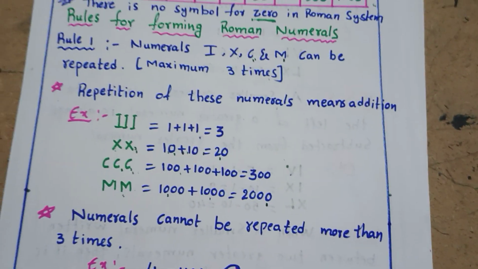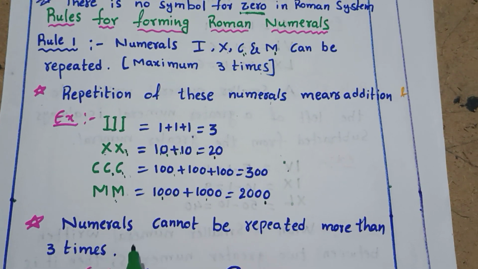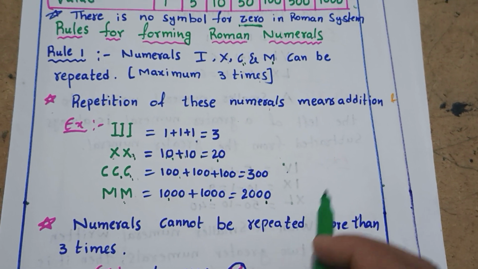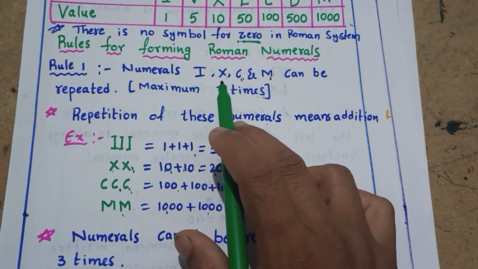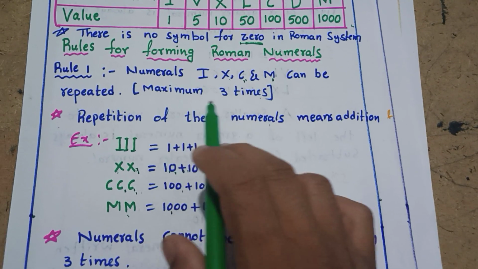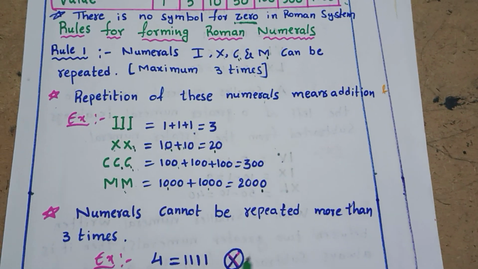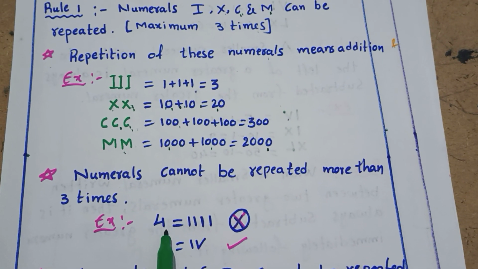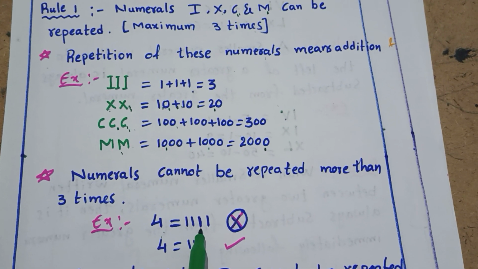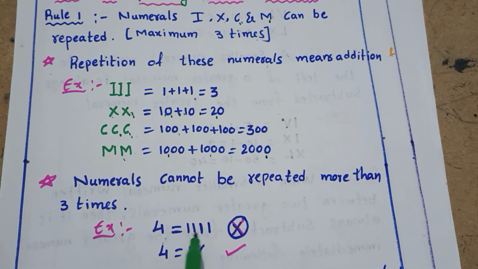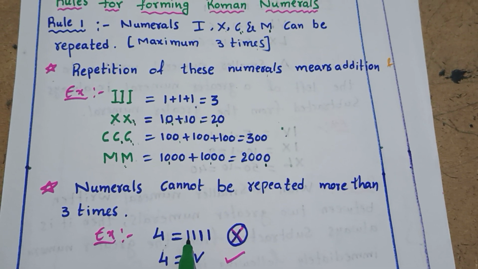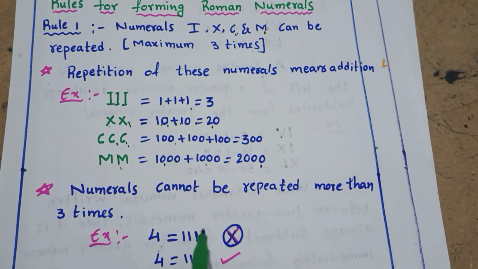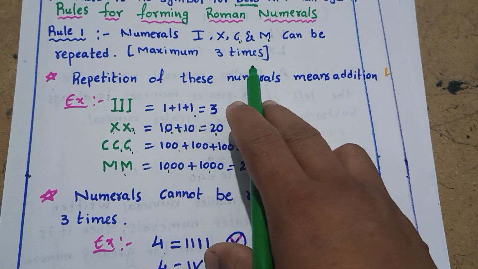Now, in this rule only, one more concept: numerals cannot be repeated more than 3 times. As I said in the first rule, these letters can be repeated up to 3 times only. It means, see here, 4. Can you write 4 like this? No, we cannot write it. See here, how many times I is repeating? 4 times.